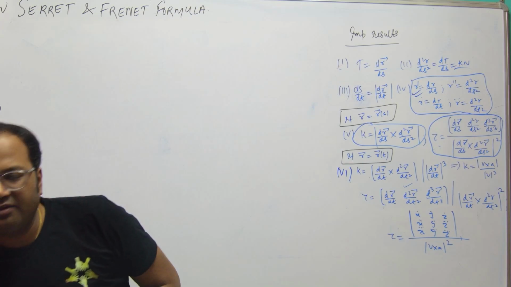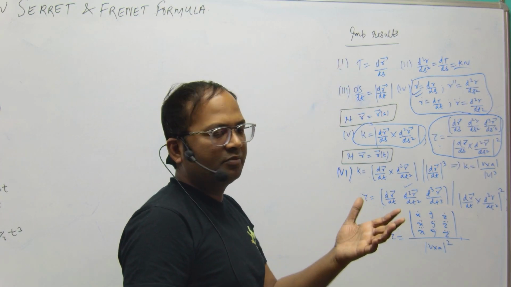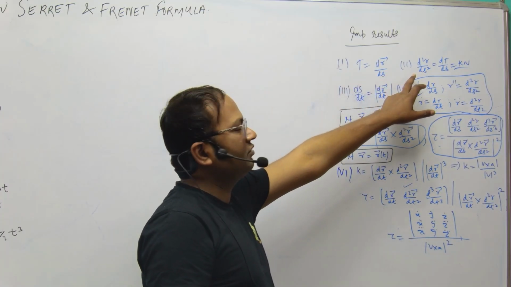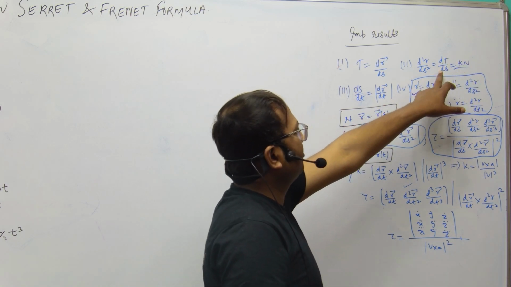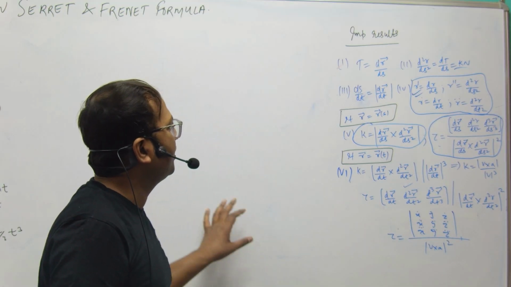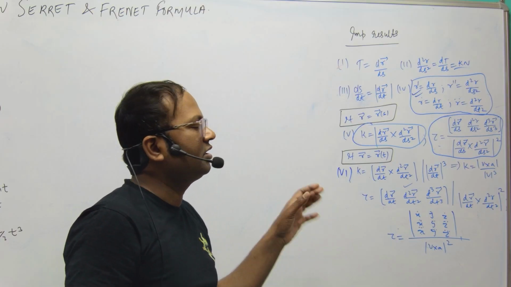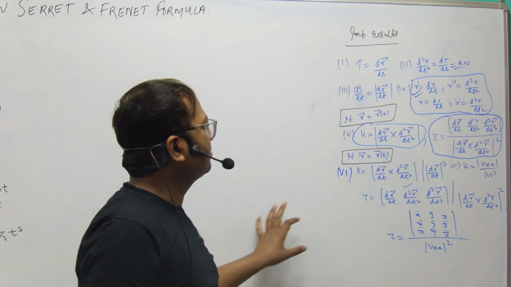We have the important results: the unit tangent vector is given by dr upon ds. Secondly, the double differentiation of r with respect to s is given by kappa n, that is, dT upon ds is kappa n. This is as per the first result of the Serret and Frenet formula. Secondly, ds upon dt is obviously a scalar quantity, equal to the modulus of dr upon dt.